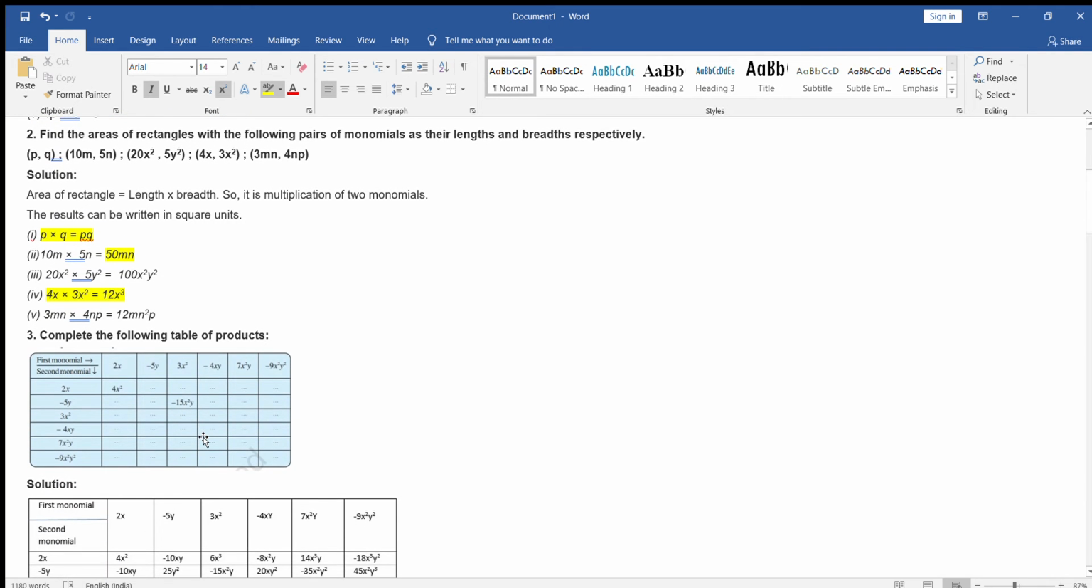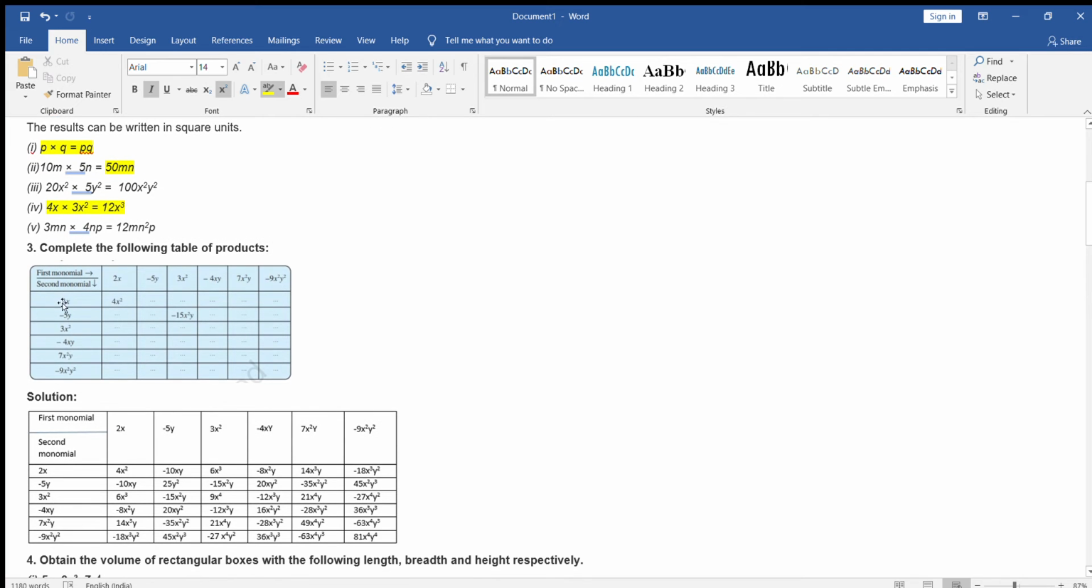Now have a look at our third question. A table is given to you and you have to complete the table. Table of product means you have to find the multiplication. Whenever there is the term product, you have to find the multiplication. We have monomials on this side and another on that side, in rows and columns. So this 2x is multiplied with 2x and we fill this space. Again minus 5y and 2x, 3x square and 2x. This way we will complete this column.